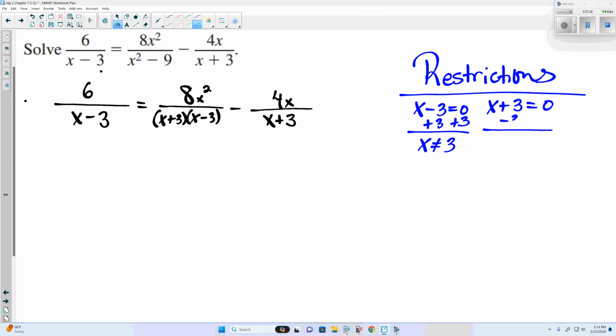And the other one we can subtract 3 from both sides. So x cannot be positive or negative 3. If we get one of those as a solution, we're going to cross it out because it would be an extraneous solution. It doesn't work. Questions on this here? Now, what do we need to multiply everything by?